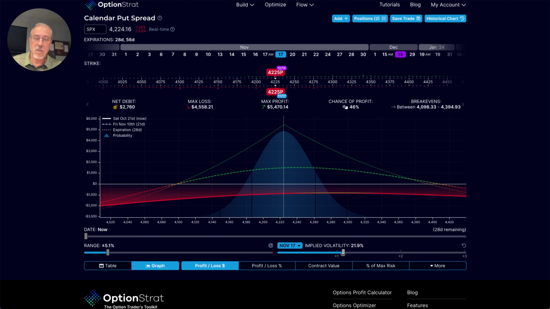So this is what I mean when people think that calendars are a positive vega trade, meaning that when volatility goes up, it's going to be a profitable trade. Well, it depends on where the volatility goes up. Is it going to go up in the front period? Is it going to go up in the back period? Is it going to go up in the front period more than the back period? Exactly how do those two periods go up or down?